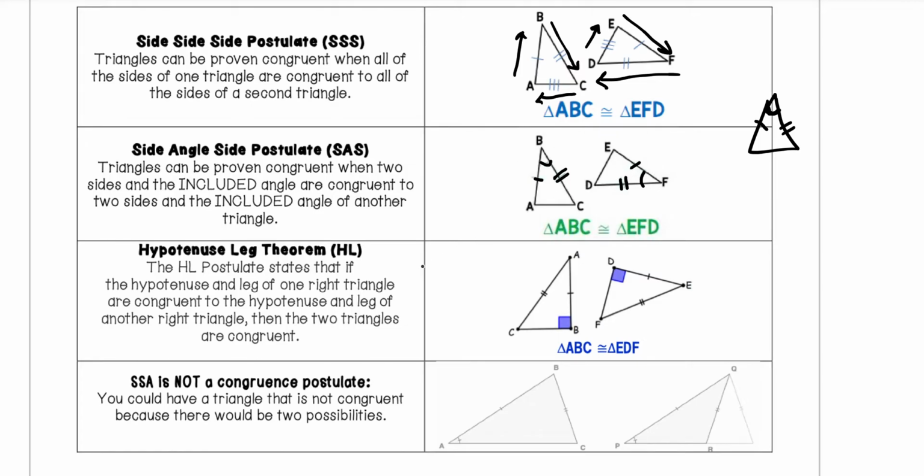Then we have our Hypotenuse-Leg Theorem. This can only be used when we're talking about a right triangle, because a right triangle has a hypotenuse, which is your longest side across from the right angle, and then the other two sides of a right triangle are called the legs. The Hypotenuse-Leg Theorem states that if the hypotenuse and leg of one right triangle are congruent to the hypotenuse and leg of another right triangle, then the two right triangles are congruent.